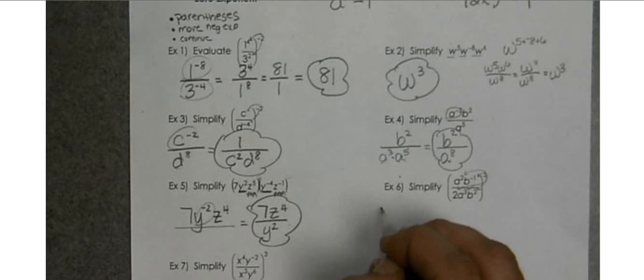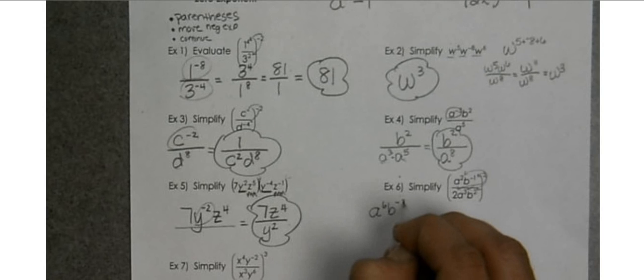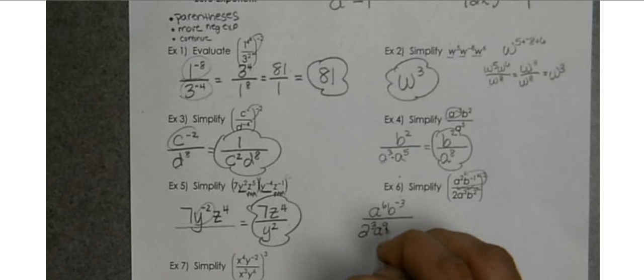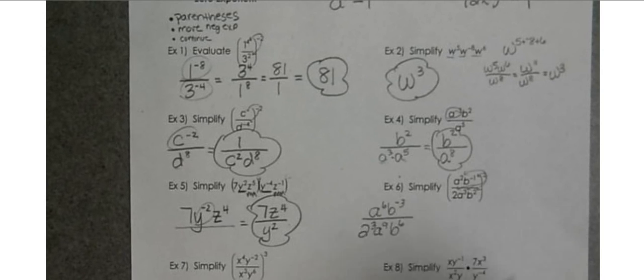So instead of a squared, I now have a to the 6th. Now I have b to the negative 3rd. Now I have 2 to the 3rd, a to the 9th, and b to the 6th. Remember, if there's an exponent and I'm doing that, I multiply the exponents together.